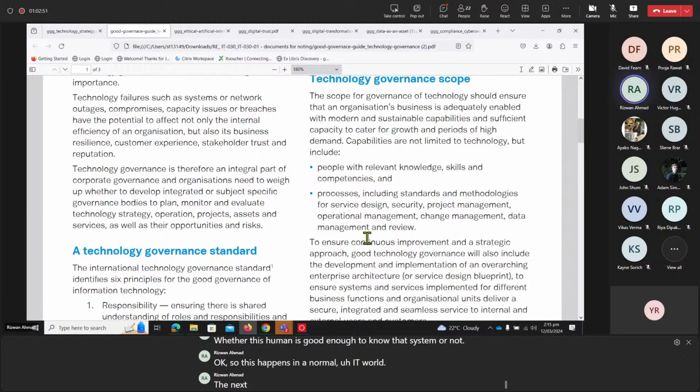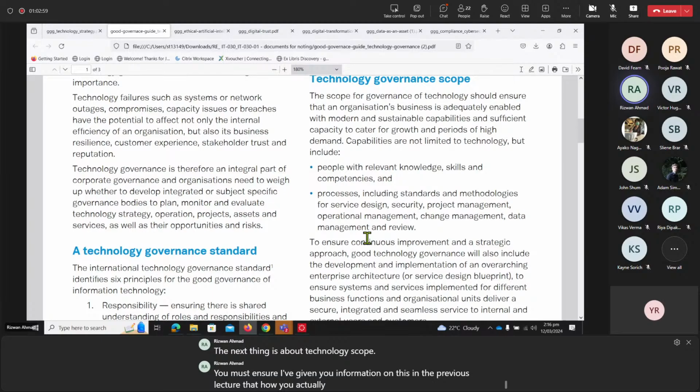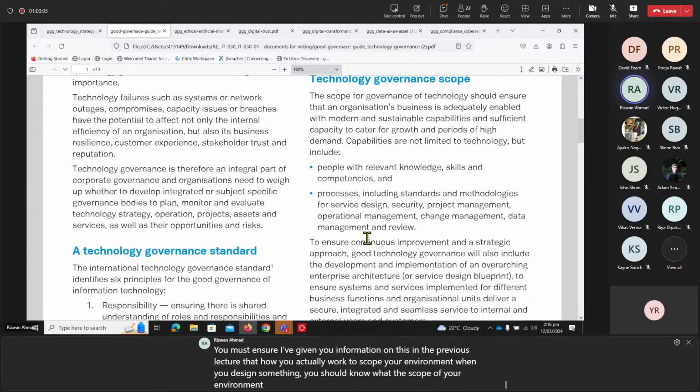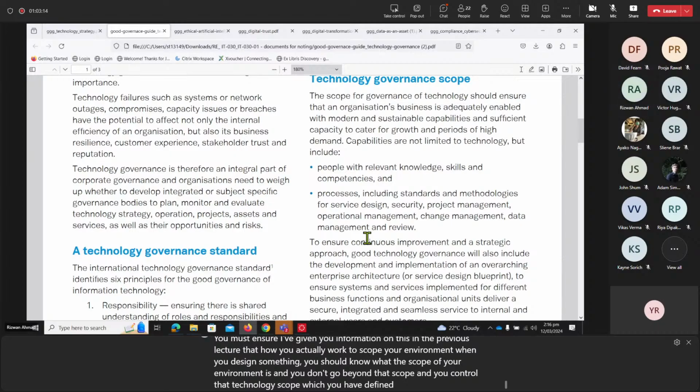The next thing is technology scope. You must ensure, as I've given you information on in the previous lecture, that you actually work to scope your environment. When you design something, you should know what the scope of your environment is, and you don't go beyond that scope. And you control that technology scope which you have defined.